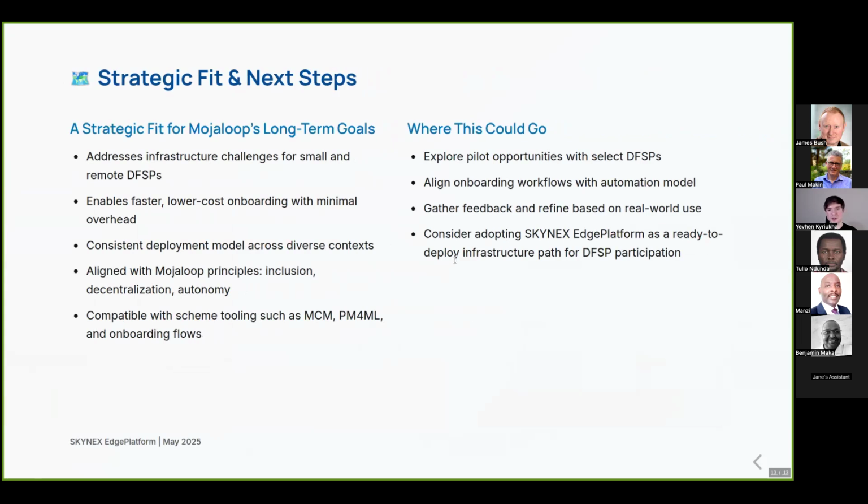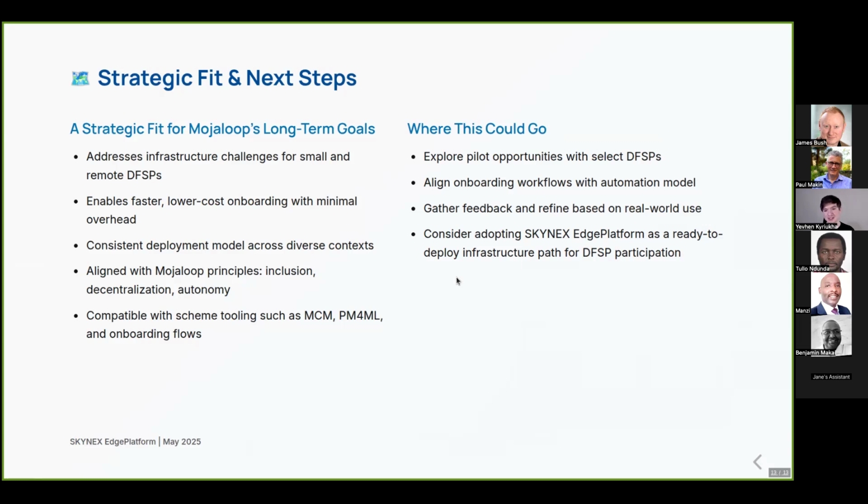So to finish, I want to connect everything back to the Mojaloop mission. This platform was originally built for infrastructure-limited environments. And it turns out these constraints closely match what DFSPs still face when trying to join Mojaloop. It's already working in the field, and it aligns well with Mojaloop goals like inclusion, decentralization, and making participation easier. It also fits with tools like MCM and PM4ML, and could help make onboarding more repeatable, more secure, and less expensive.